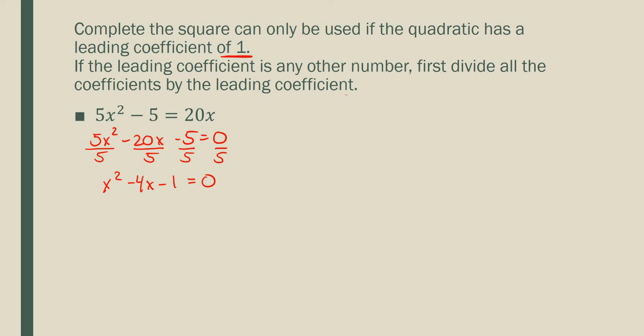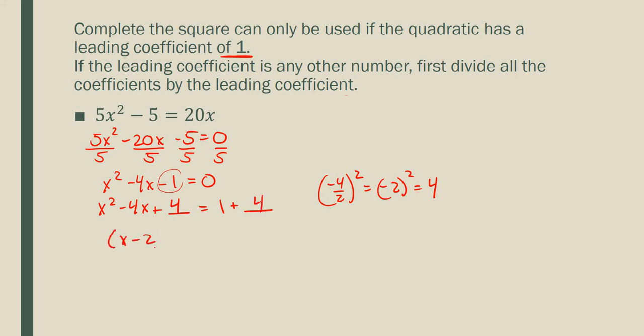I can tell by looking at this that it's not going to factor. There are no factors of negative 1 that add up to negative 4. So I'm going to start my complete the square process. I'm going to get rid of this number because it's no good to me. Put something different in its place, add it to both sides. Half of negative 4 squared is negative 2 squared, which is positive 4. Add 4 to both sides.